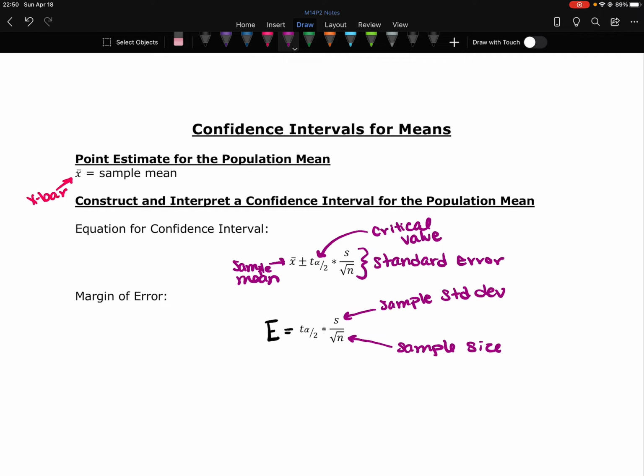So this is the formula you need. This is the big one for confidence intervals for means. So let's go do some examples.